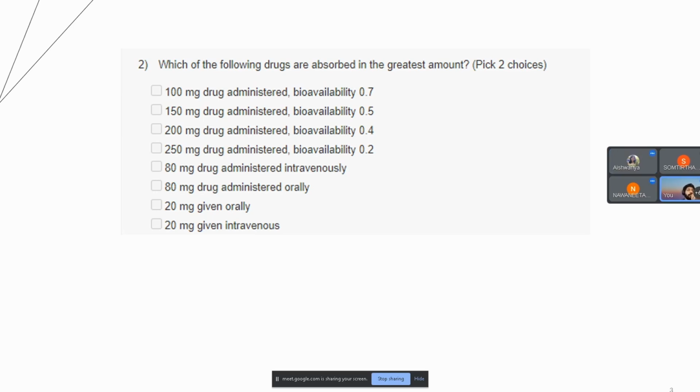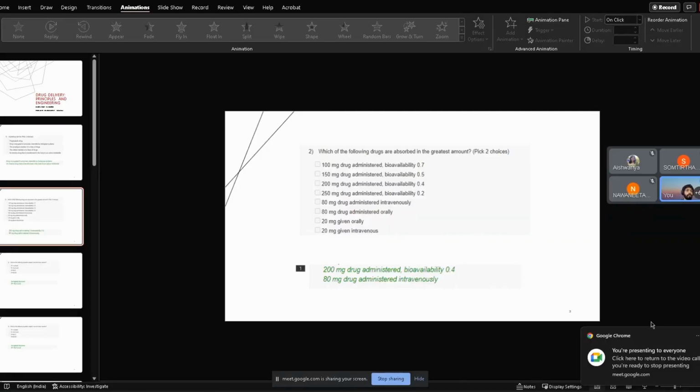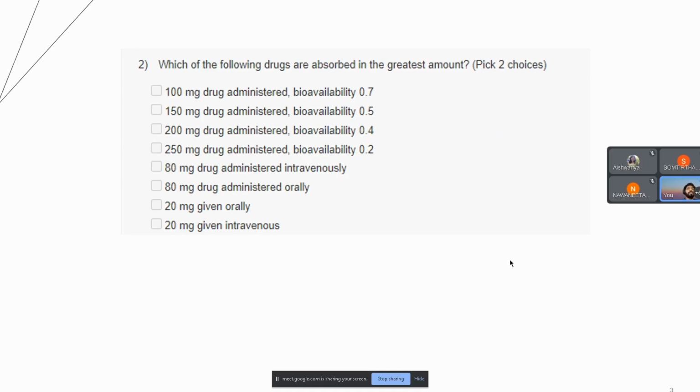80 mg that's administered intravenously. Remember, if you administer a drug intravenously, it's directly accessible to your blood plasma, right? So if you administer 80 mg of drug intravenously, all the 80 mg is going to be taken up by your body. Correct?